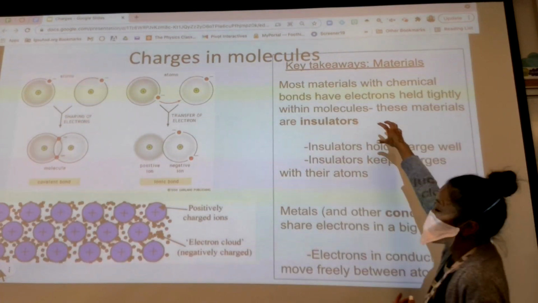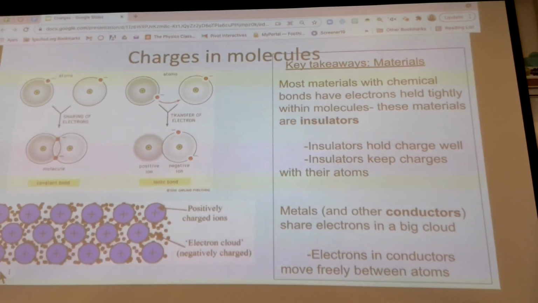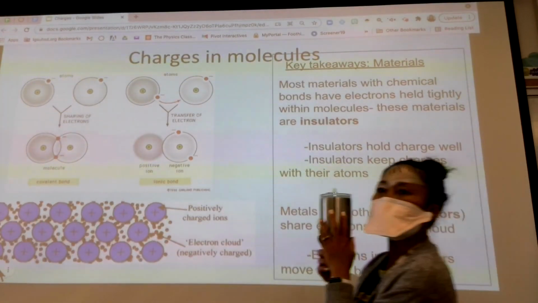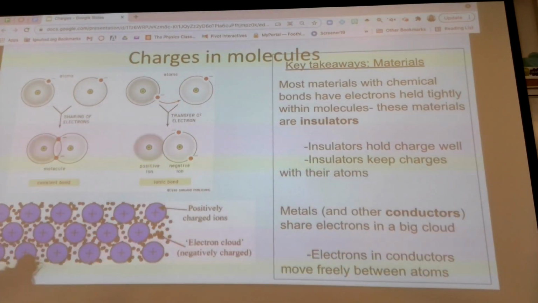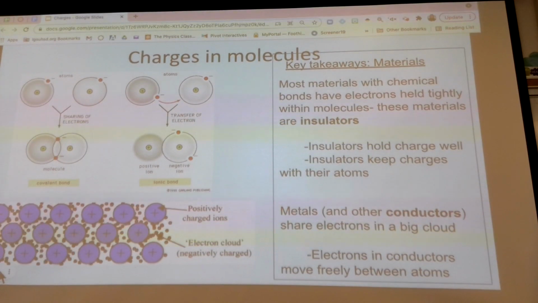In insulators, I just used an example of my insulating cup. When we talk about insulators, we talk about them in terms of temperature, right? This is going to keep my water cold. If I have ice in it, it'll have ice in it all day. Or it'll keep my coffee hot.